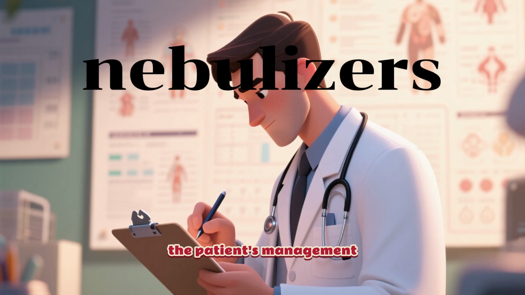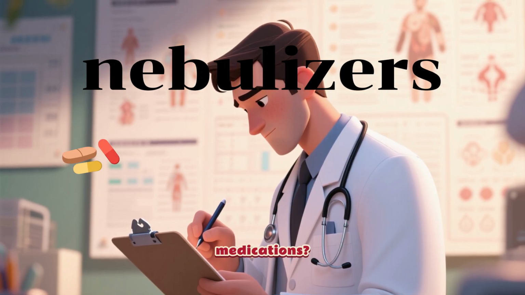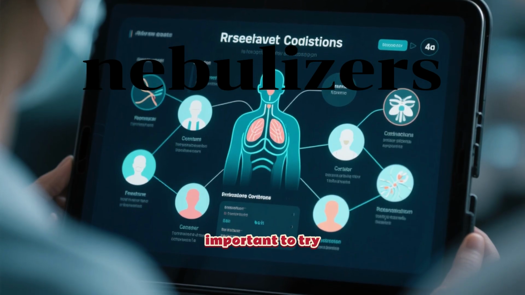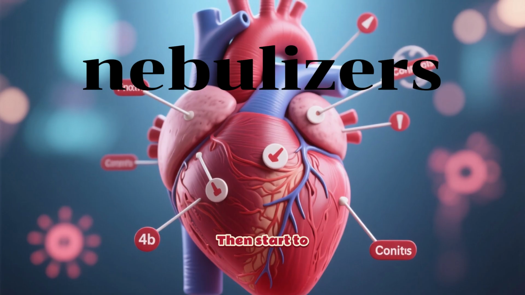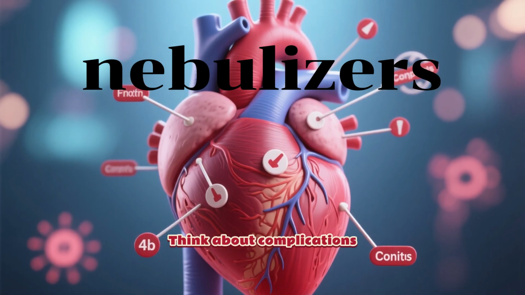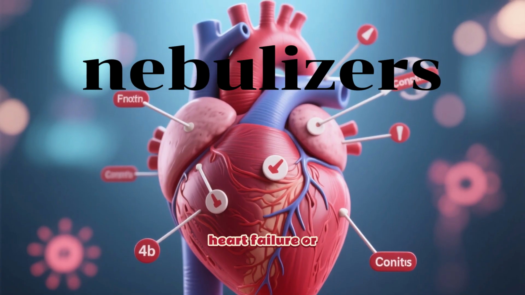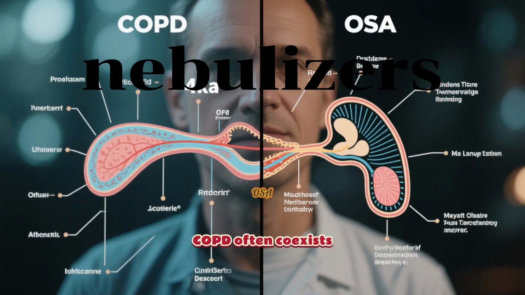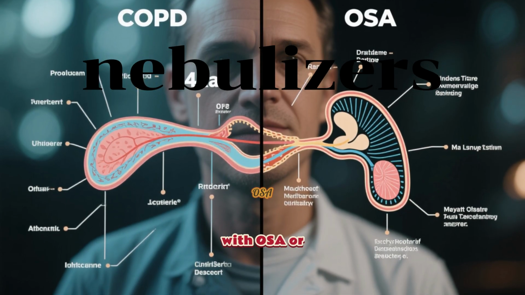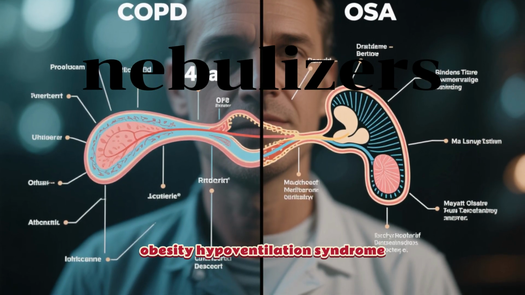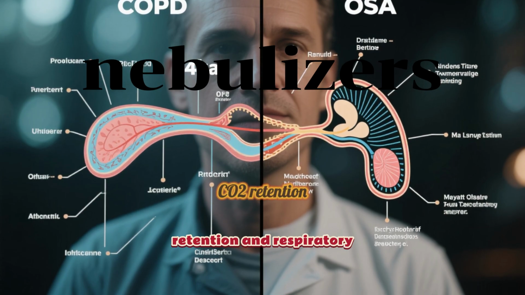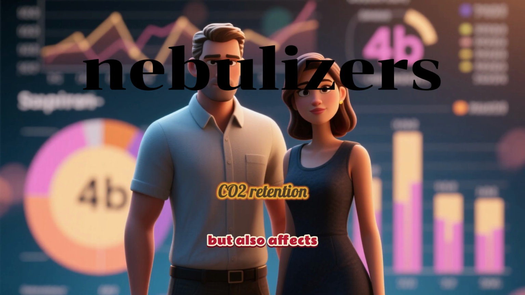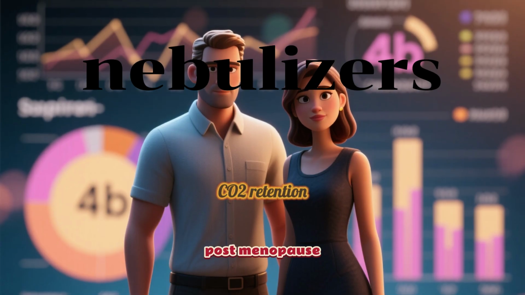Start thinking about the patient's management. What are their medications? Are they an ex-smoker? What about their lifestyle? It is really important to try to form a broad differential. Then start to narrow this down. Think about complications too. Are there any signs of right heart failure or lower leg swelling? Think about the possibility of fluid overload. COPD often coexists with OSA or obesity hypoventilation syndrome, both of which can cause CO2 retention and respiratory acidosis. OSA is more common in men, but also affects women who tend to gain weight post-menopause.